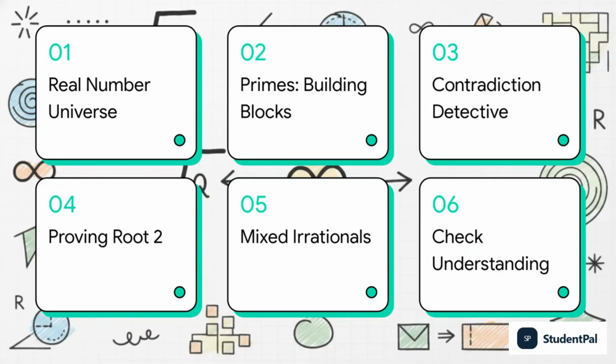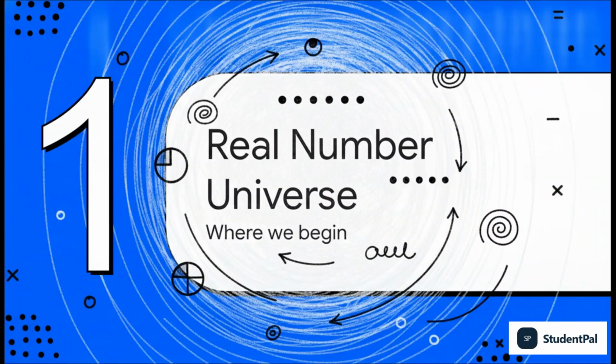Here is our quick roadmap for today. First, the real number universe. Second, primes, the building blocks. Third, the contradiction detective method. Fourth, proving root 2 is irrational. Fifth, tackling mixed irrationals. And finally, check your understanding. Let's get to it. Section 1.